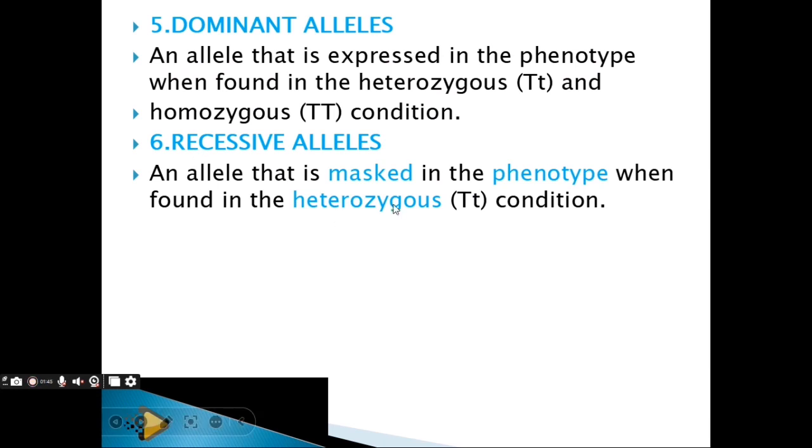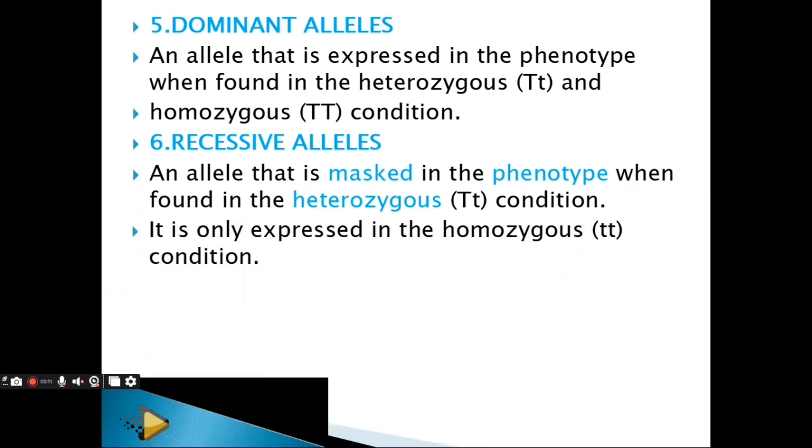As you can see here, we are saying this dominant allele is expressed in the phenotype, the physical appearance of an organism, when it is heterozygous, combined with a recessive allele, and also when it is in a homozygous dominant condition. The recessive allele will only occur when it is in the homozygous recessive condition, because when it is combined with the dominant allele, it is masked.